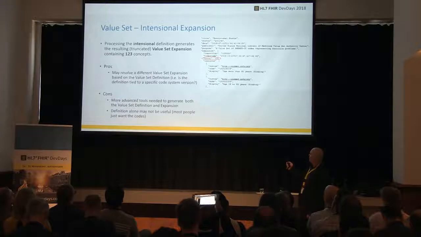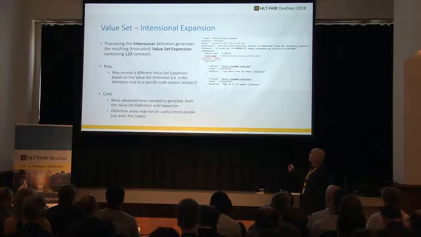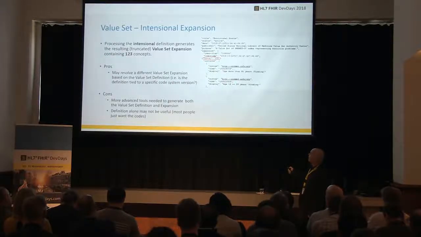So here's our nutritional status value set. Some metadata about it, the date, the publisher, the purpose, and here's our expansion. We have 123 items under here. Here's one from SNOMED, here's the code, age more than 65 years is a finding. That's one of the codes that they wanted in there. And again, nutritional status, here's another one from SNOMED, age 19 to 59 years.